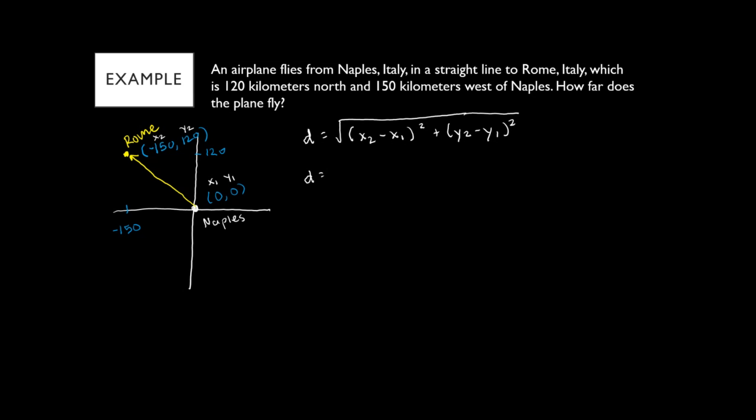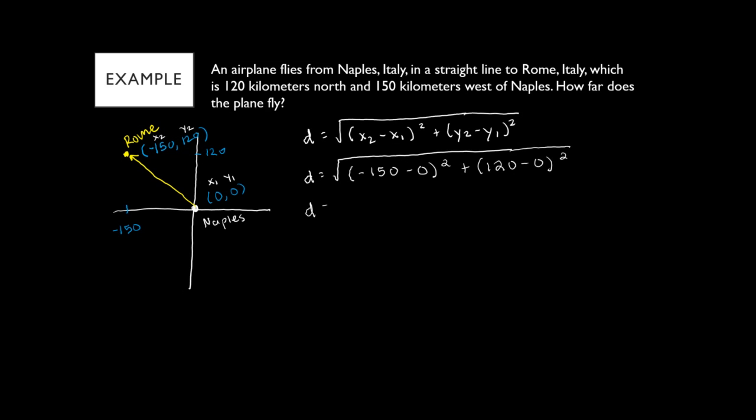So we don't move from left to right. We always go vertically when we show our work. So make sure you're always going vertically. And so now I'm going to plug in my numbers. So x2 is negative 150, minus 0, and then squared, plus, and then I've got 120 minus 0. And notice again, my square root symbol is not long enough, so I have to make sure that I extend it. Because otherwise what I've written is technically not mathematically correct.